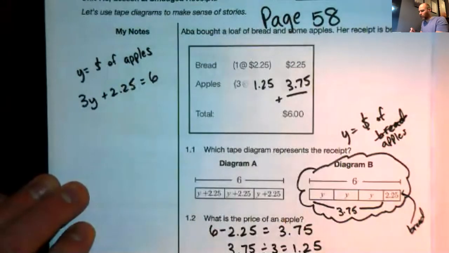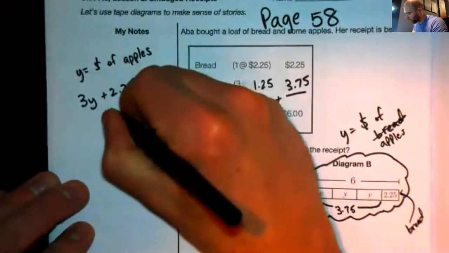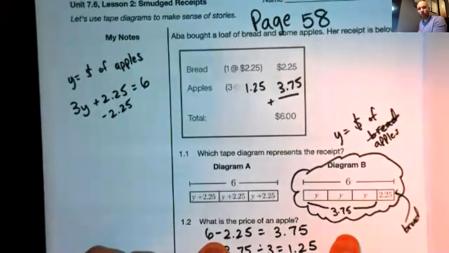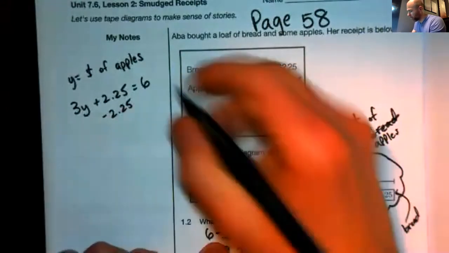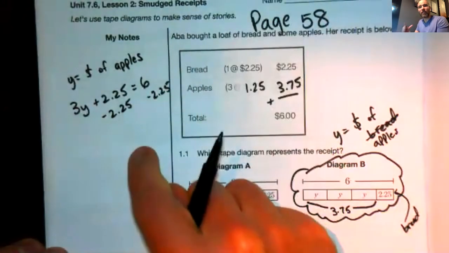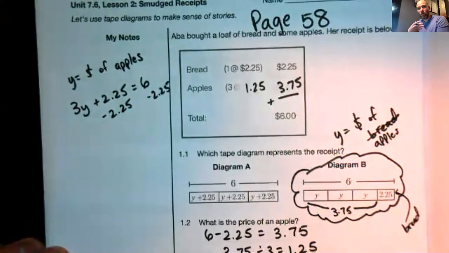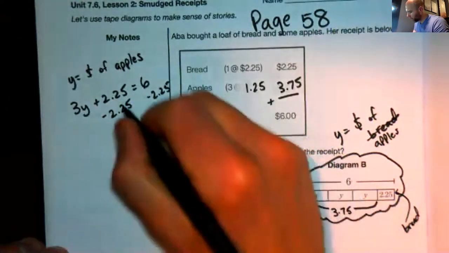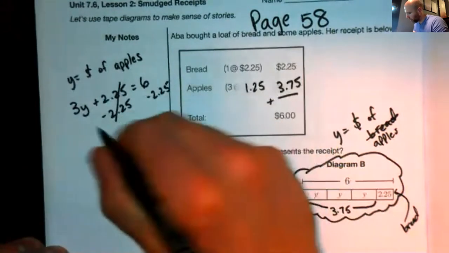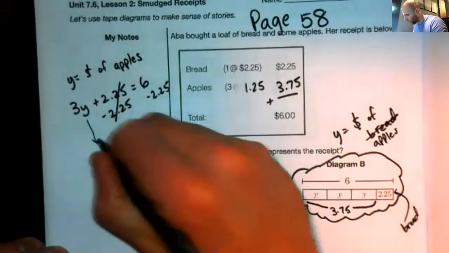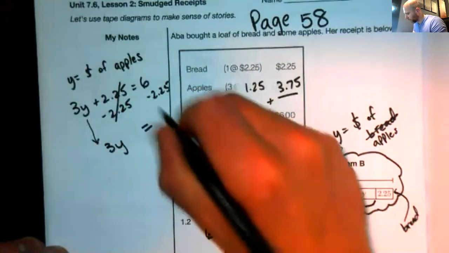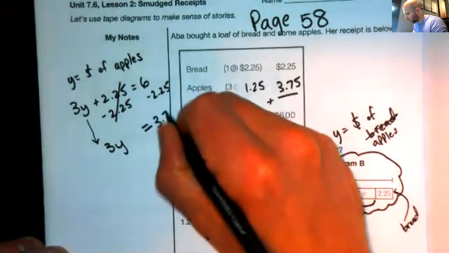Now I'm going to subtract the 225. Just like I did here, right? But when I do it from one side of the equation, I have to do it from the other side. I really, really need you copying this exactly the way I'm writing it, because this is the proper way that I need you to be aware of how to do it this way. And so these two things make zero. 225 minus 225 make zero. I still have my 3y that comes straight down, my equal sign, and 6 minus 225 is 375.